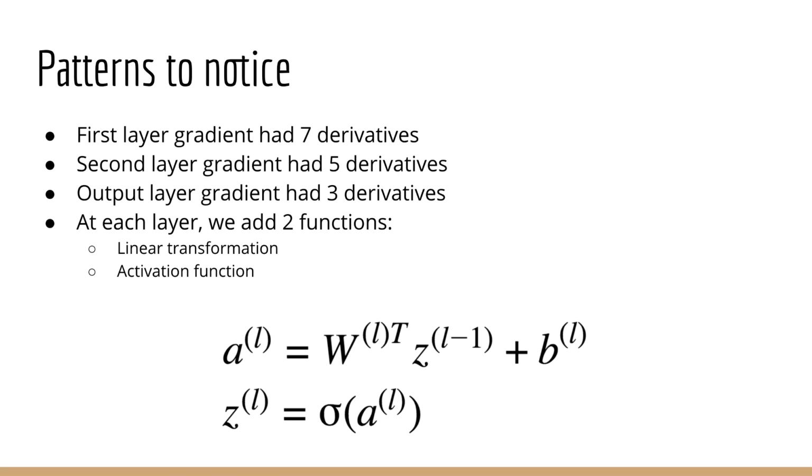That makes sense because at each layer, we add 2 more functions. The first function is a linear transformation on the input to that layer to get the activation, and the second function is the application of the activation function.